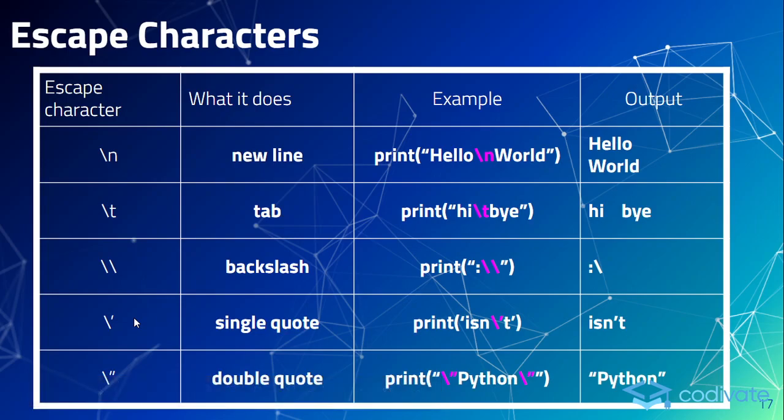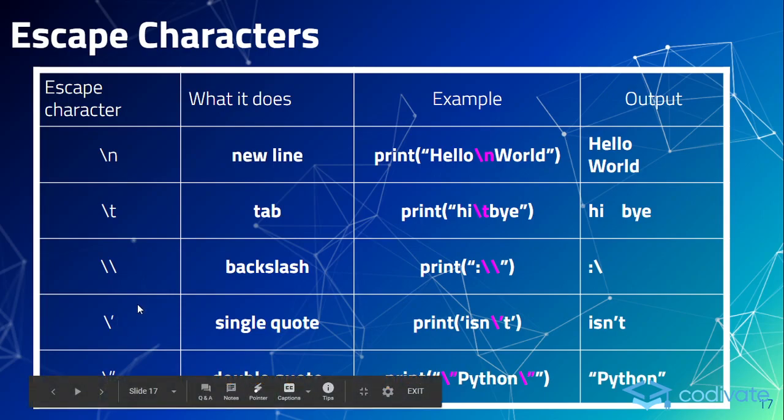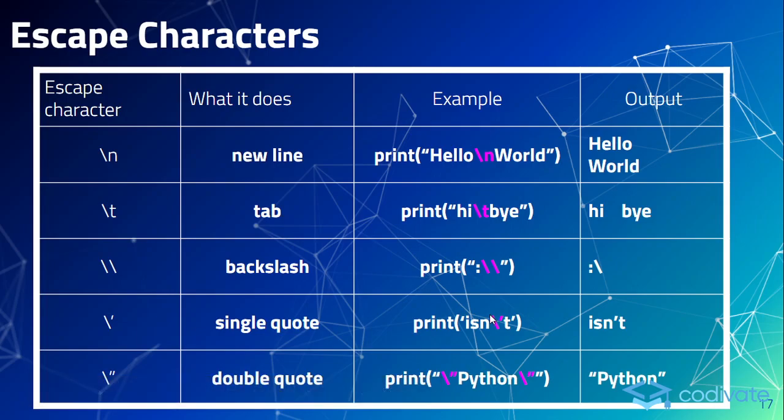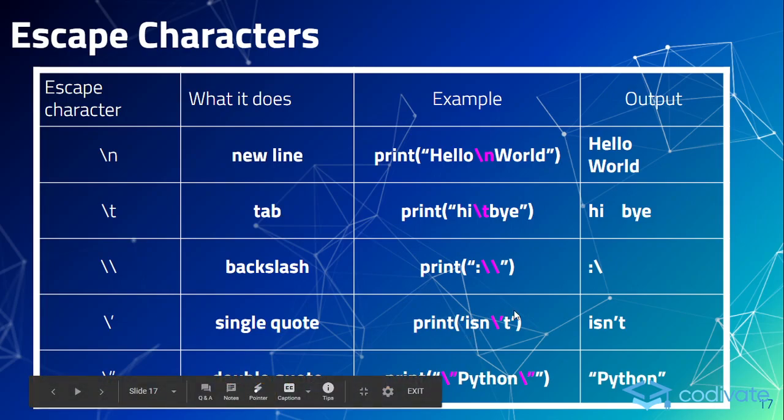Another way we can work with printing quotations in strings is just to use a backslash before the quotation. So here I could do a backslash and then a single quote and then a backslash and then a double quote to use the same type of quote as the main string, and then we would get output like this. Since we have isn't here and we are using single quotes for the main string, we could use the backslash single quote to get the apostrophe. Same thing for Python.